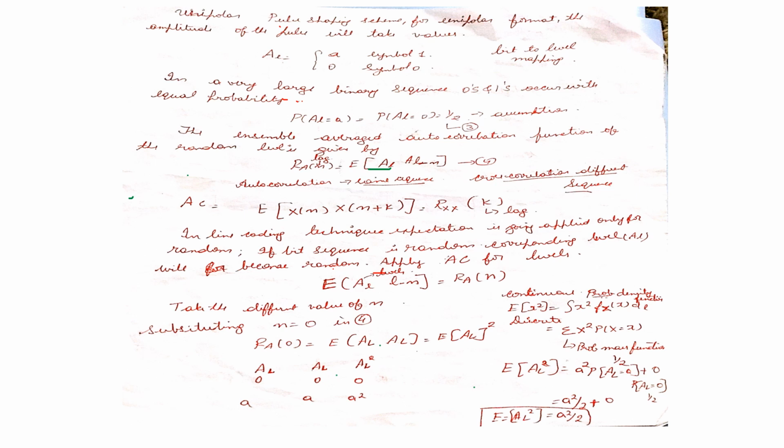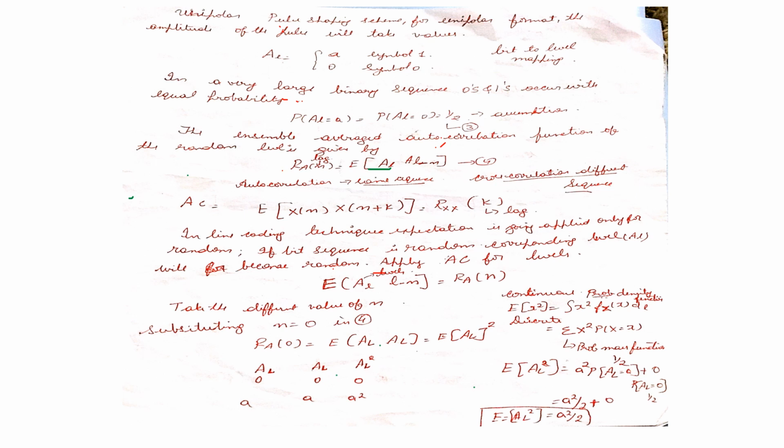So this is the unipolar pulse shaping scheme, which is the unipolar format having positive amplitude for symbol 1 and 0 for symbol 0. What is the probability? The probability is 1 by 2 for each.